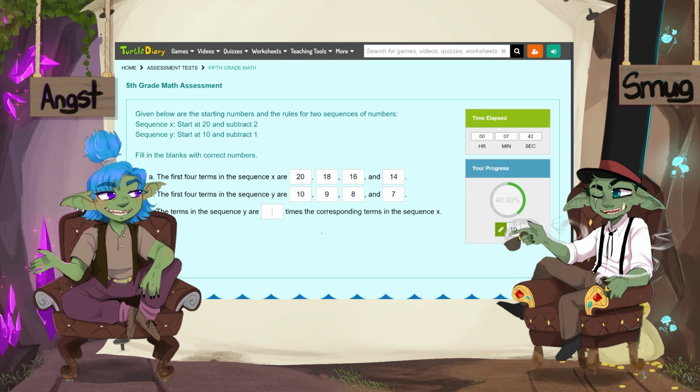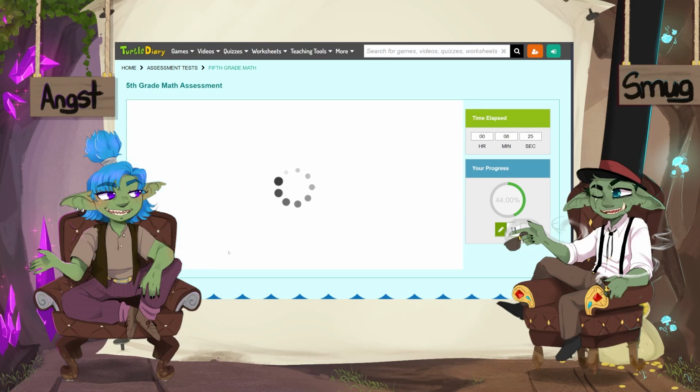The terms in sequence Y are blank times the... They're not 2 times. Sequence Y is right here. Half times? Yes, I guess. 0.5. There's got to be a term that we just don't know. I mean, it is 0.5, but that seems weird. I don't think we're getting this one right. We're going to get it wrong by not putting half.